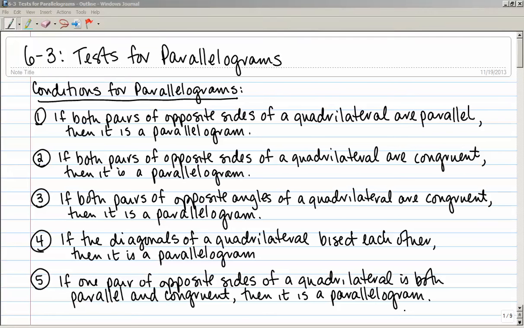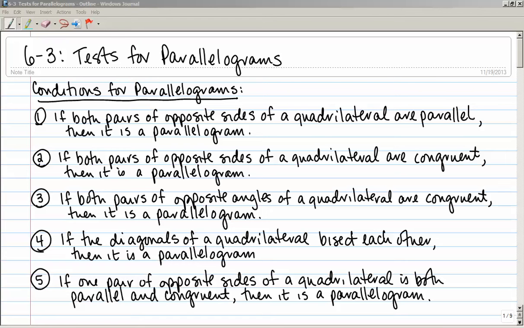Section 6.3 is entitled Tests for Parallelograms. And this whole section is pretty much just the converse of our last section, 6.2, on parallelograms. In the previous section, we had the definition of a parallelogram, which is that both pairs of opposite sides have to be parallel. And then we had a whole bunch of theorems that said, if it is a parallelogram, then this is true. Now in this section, we're going to say, if it's a quadrilateral, and if certain conditions are true, then it is a parallelogram.